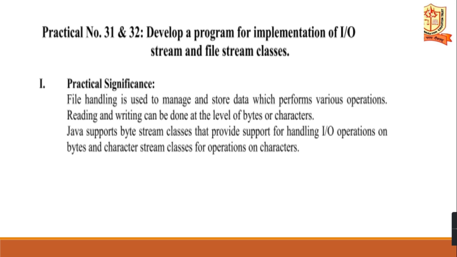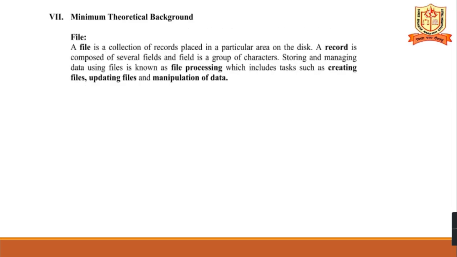Practical significance: file handling is used to manage and store the data, which performs various operations. Reading and writing can be done at the level of bytes or characters. Java supports byte stream classes that provide support for handling IO operations on bytes, and character stream classes for operations on characters. So the minimum theoretical background for this practical is: what is a file?